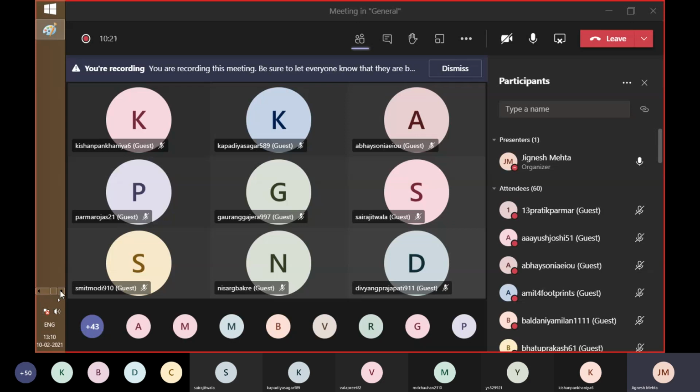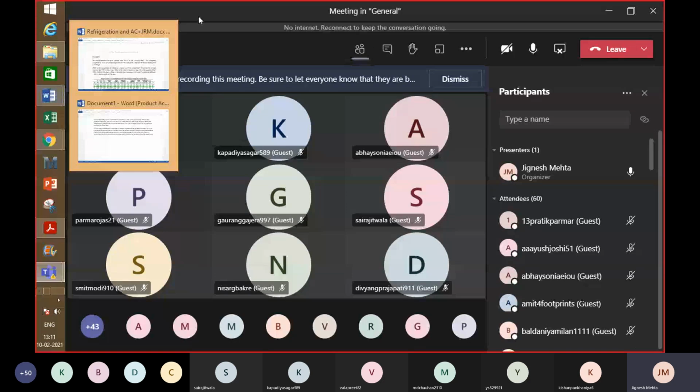So I hope that the mobile data works better and there is no further problem with this.